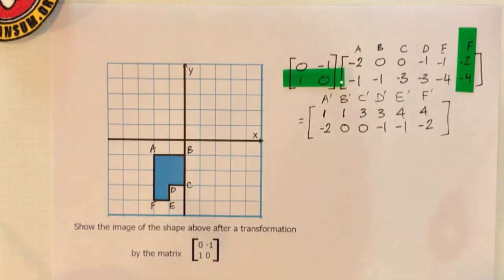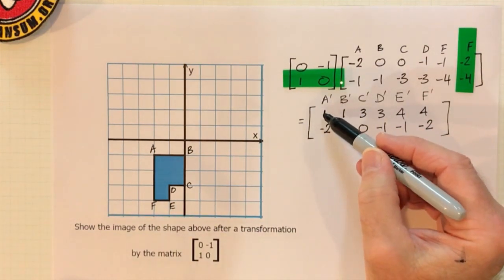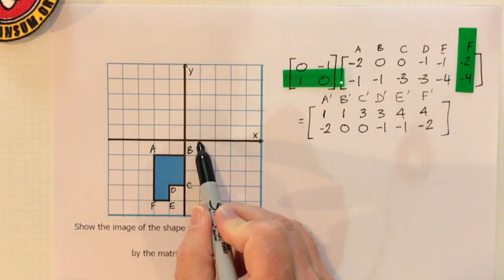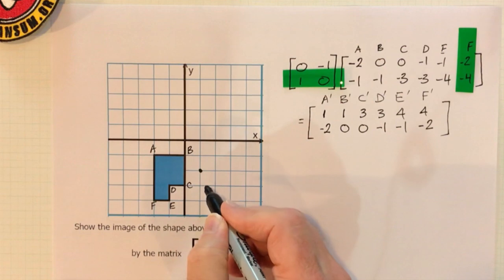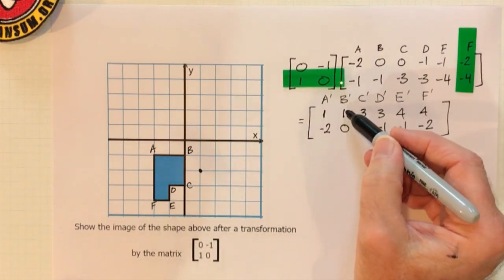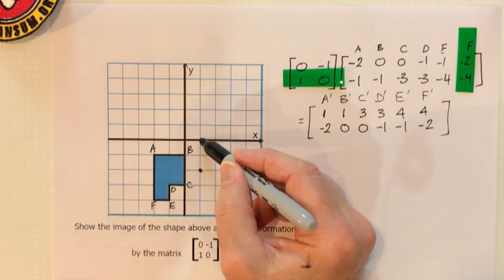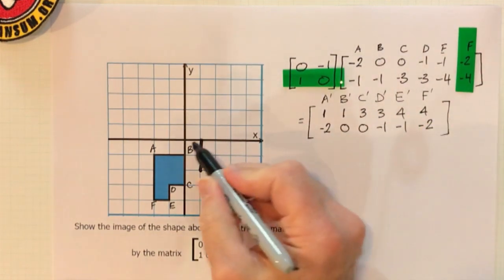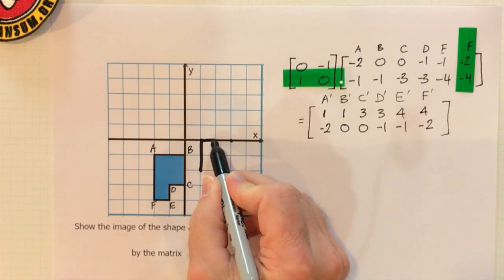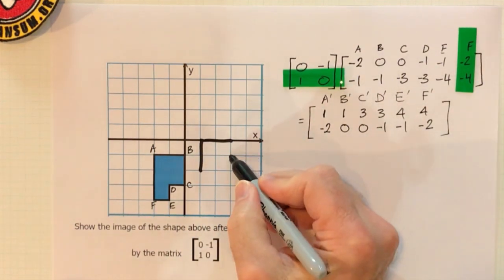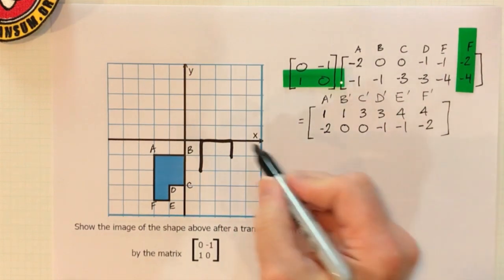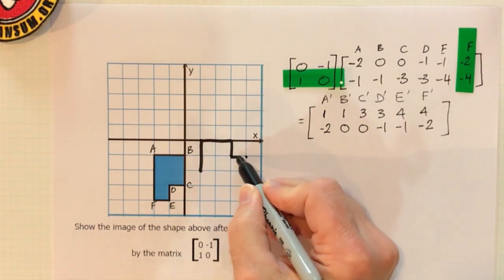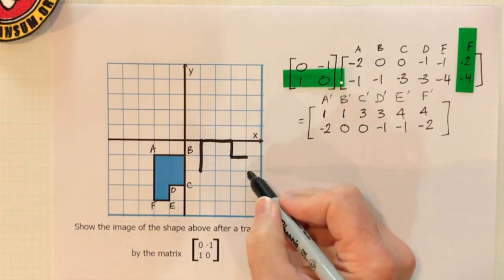So what I can do now is plot those coordinates and join them up. So A maps to A dash or A prime, whatever you like to call this little dash here, and it's at 1, negative 2. So that'll be 1, negative 2. It'll be there. Then the image of B will be at 1, 0. That's 1 across and 0 up. So I can join that line there. Then I go to 3, 0. 3, 0 is here. 3 minus 1 is here. 4 minus 1 is here. 4 minus 2 is going to be here.